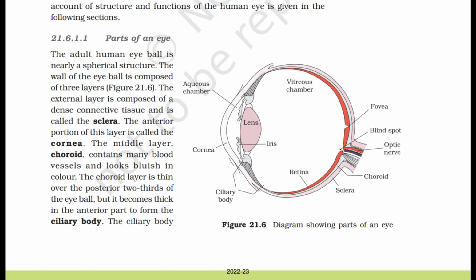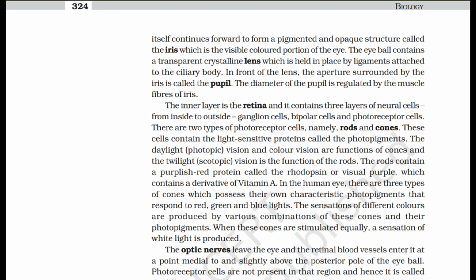The ciliary body itself continues forward to form a pigmented and opaque structure called the iris, which is the visible colored portion of the eye. The eyeball contains a transparent crystalline lens, which is held in place by ligaments attached to the ciliary body. In front of the lens, the aperture surrounded by the iris is called the pupil. The diameter of the pupil is regulated by the muscle fibers of the iris.